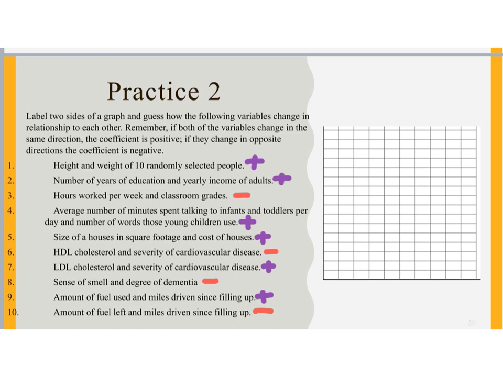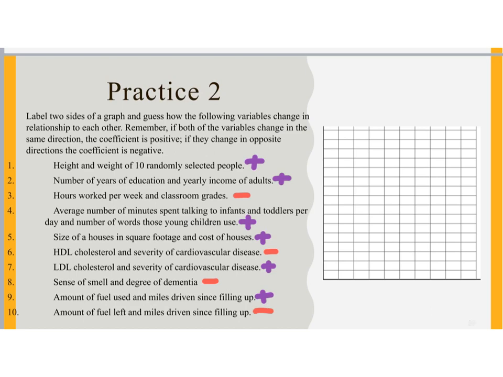Here are my guesses. I expect that height and weight will be positively correlated, such that the taller you are, the more you weigh. That the number of years of education and annual income in adulthood are positively related, such that the more time you spend getting educated, the higher your income. I expect that hours worked per week and classroom grades would be negatively correlated, so that those who are working more are getting lower grades on average, because I'm viewing this as a competing demand and there's only a finite amount of time students can spend on coursework and work each week.